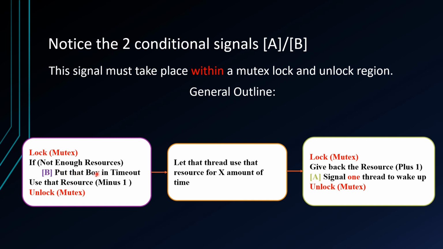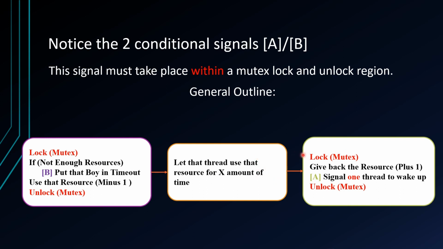And actually this B part will unlock the mutex for you. We'll talk about that later. And then we let that thread use the resource for an amount of time. That's considering that it didn't go in timeout, right? Like A was able to use the resource for that amount of time, B, C, and D weren't, right?